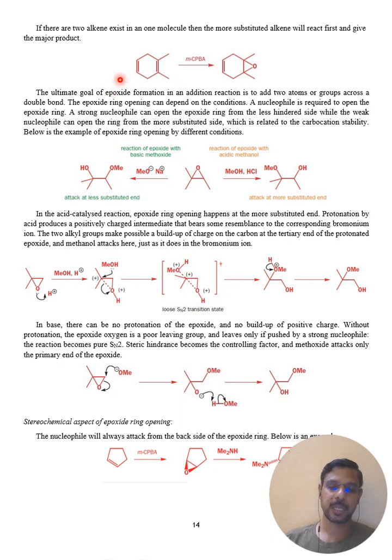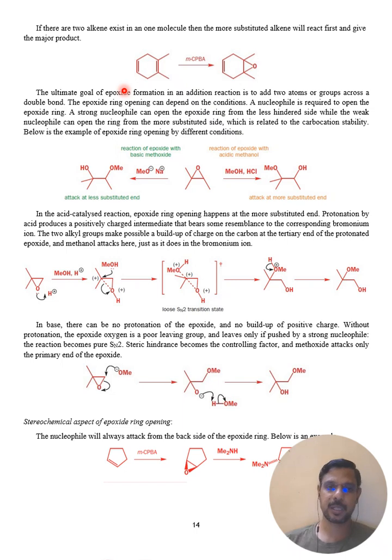Okay, now there comes a selectivity. So far we have seen only one bond where the epoxide can be formed, right? Now if we have two different kinds of bonds, for example, this double bond has tetra substitution and this double bond has di substitution, so on which bond will the epoxide formation occur first?